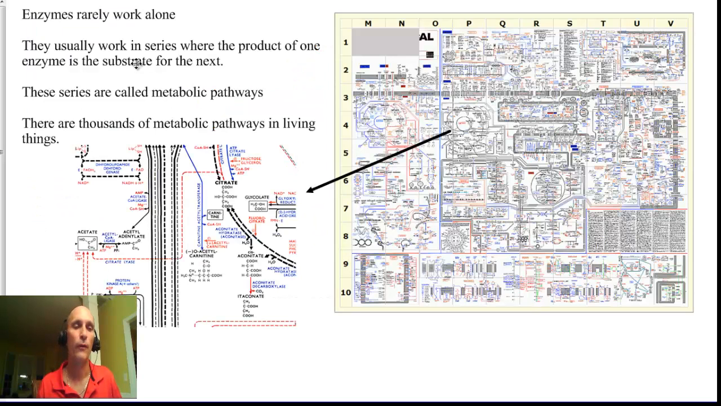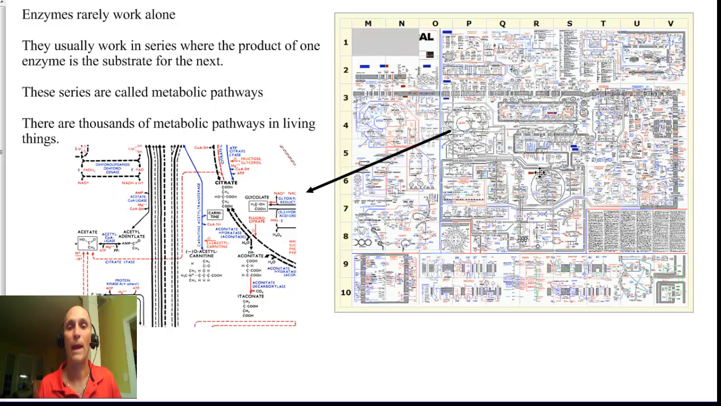Now, a couple other facts we already talked a little bit about in class is that enzymes never work alone, or rarely work alone. We're actually going to demo an enzyme that works alone in our enzyme catalysis lab, but it really doesn't work alone. We're just kind of pulling it out to demo it for you. And then they're going to work in series, where the product of one is the substrate for the next. And these series are called metabolic pathways. Those are those conserved core processes we talked about. And we have lots and lots of them in living things.